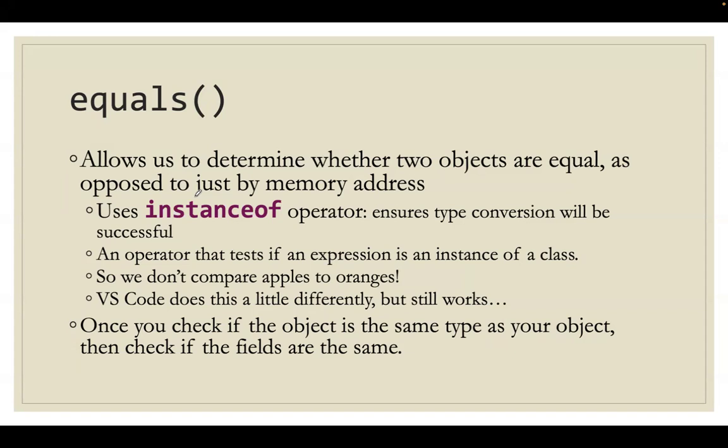So that's one of the reasons why I think I like Eclipse better. But alas. Instanceof is an operator that tests if another object is an instance of a class, like if b is actually a Seminar object. That lets us make sure that we're not comparing two different types of objects, which is going to throw us an error. So basically, the process for all of those is check if the object is the same type as your object, and then check if the fields are the same.